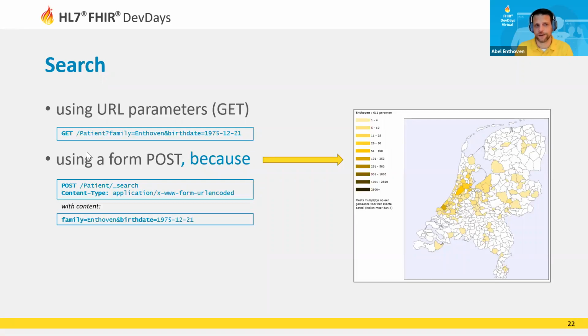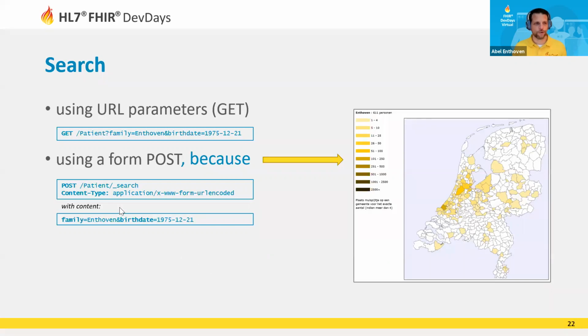And in this case, there's family Enthoven, birthday 1975-12-21, that's actually a unique person. That's me, because there's only so many Enthovens in the Netherlands, as you see on this map on the right. So you would identify me in your logs, and that's not really nice. So I would recommend to use a form POST instead.